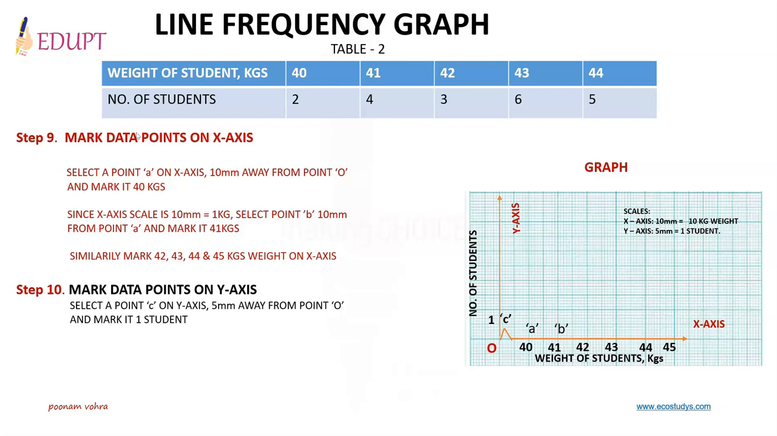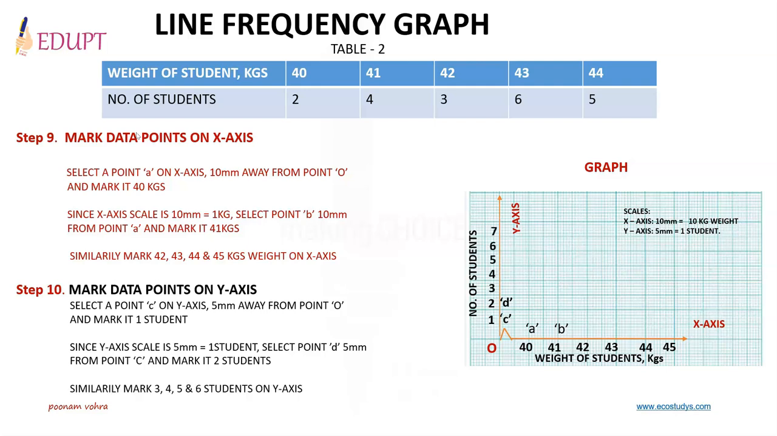Then go on to the y-axis, select a point C on the y-axis, which is 5 millimeters away from point O, and mark it 1 student. Then since 5 millimeter is 1 student, select point D, which is 5 millimeters away from point C, and mark it 2 students. Similarly, mark it for 3, 4, 5, 6 and 7 students on the y-axis.